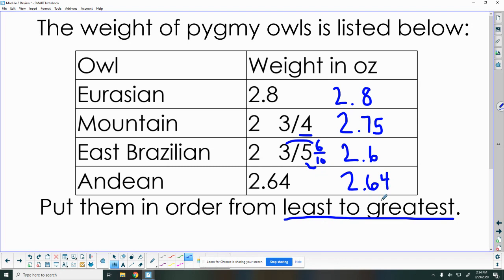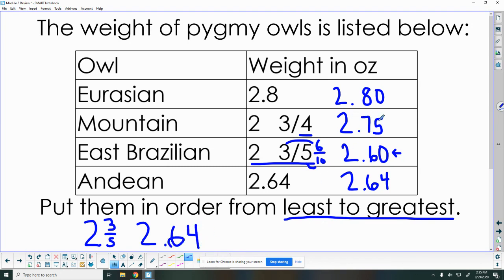And I have 2 64/100. Now, so I don't get confused and think that 6 and 8 are smaller, I'm going to add these placeholder zeros to make them all have a whole number, a tens place, and a hundredths place. Even if there's nothing in the hundredths place, I want that placeholder to hold that place. So now I can kind of think of it like money, which is the least amount of money, $2.60. So 2 3/5. The East Brazilian owl is the least. So that one's done. Next is 2.64, which was the Andean owl.